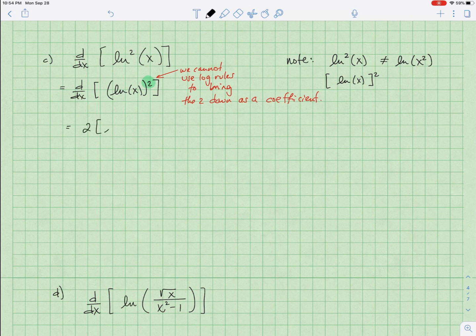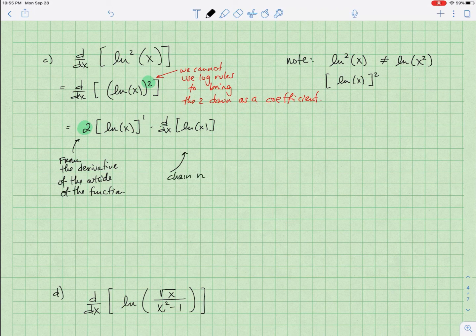This is 2 times the natural log of x to the first power times the derivative with respect to x of the natural log of x. This 2 is from the derivative of the outside of the function, and this is from the chain rule times the derivative of the inside. So what am I getting at?